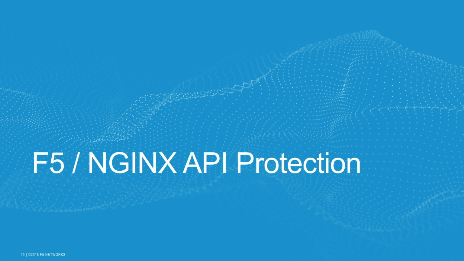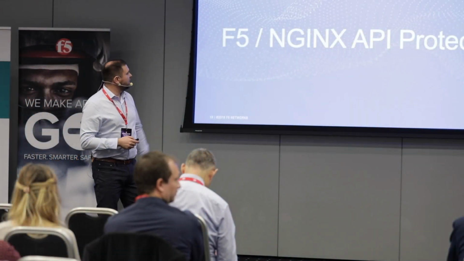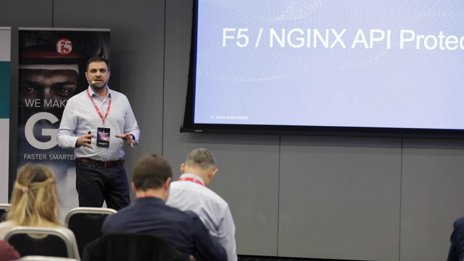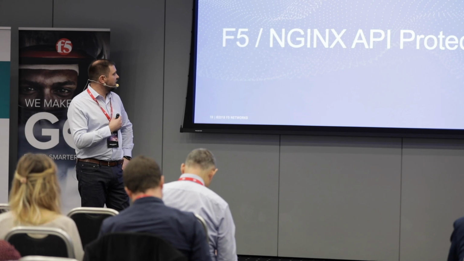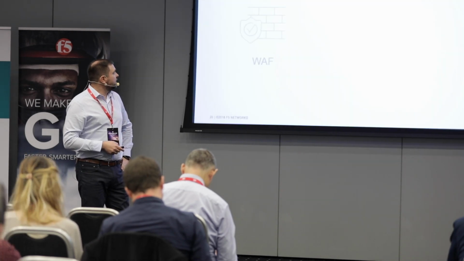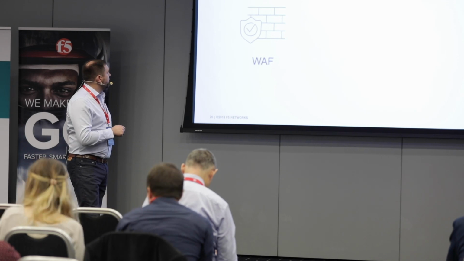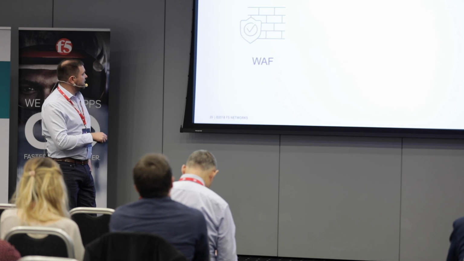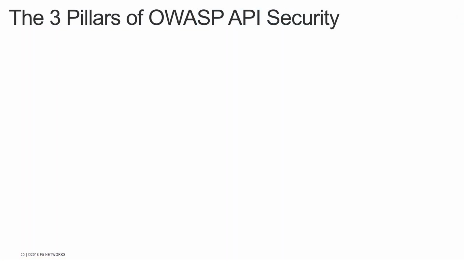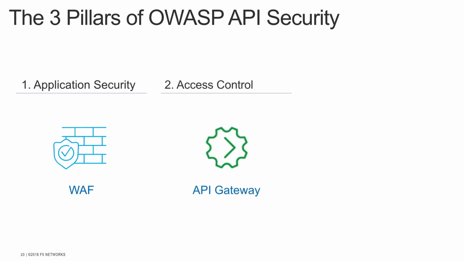Okay, so probably I will have to finish, but let's move on, and I will simply describe the response from our company, F5 and NGINX. According to OWASP, you need to have application security, which should be provided by a WAF, and this will provide the content layer 7 security. Then you should have an API gateway for access control, and then visibility and administration.